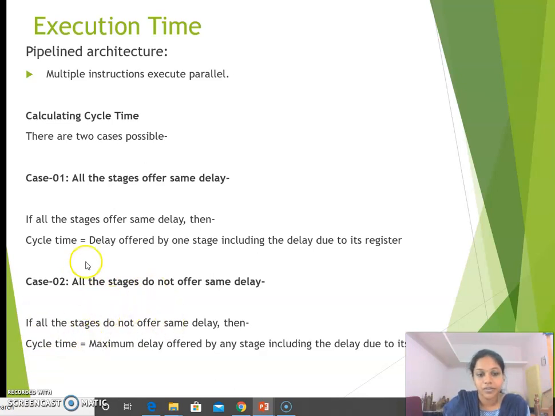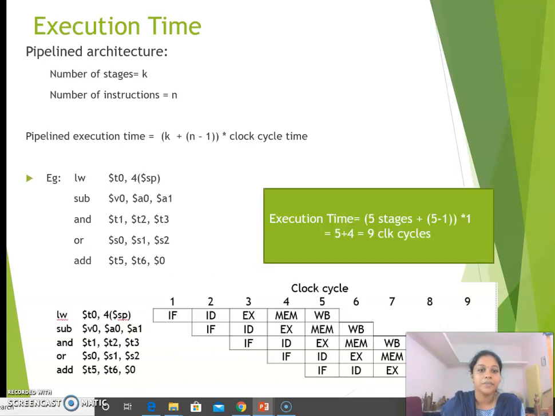That is how we calculate the cycle time in case of different delays for each stage. So there are two cases. One, as we have seen, is that the delay in each stage is the same. The second case is that the delay in each stage is different. In that case, the maximum delay will be considered along with the delay in the buffers. So this is how we calculate the cycle time.